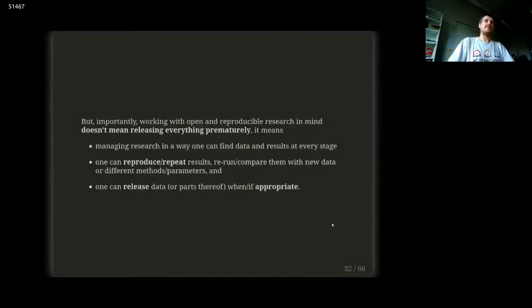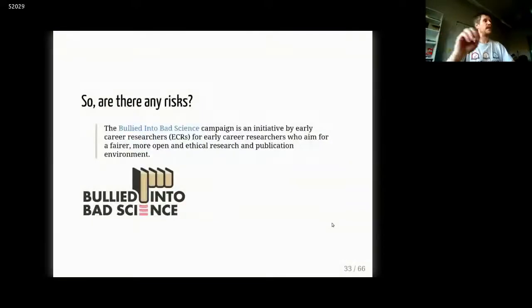That also means you can repeat or reproduce your results, you can rerun, compare them with new data, different methods, different parameters, and then when the time comes, you can release the data, or only parts thereof. So working with openness and reproducibility in mind doesn't mean giving everything away. It means being prepared.